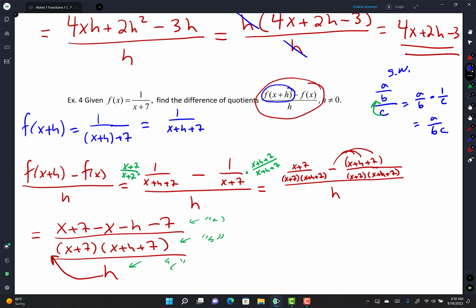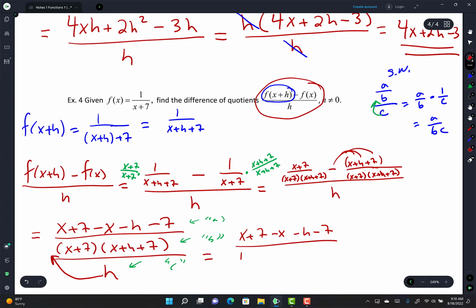All right, let's cancel out some stuff. Let's zero out some stuff. Oh, I guess not yet. Let's put them together. X plus 7 minus x minus h minus 7 over, here's the h, and then x plus 7 parenthesis x plus h plus 7, close. All right, here we go, finally.